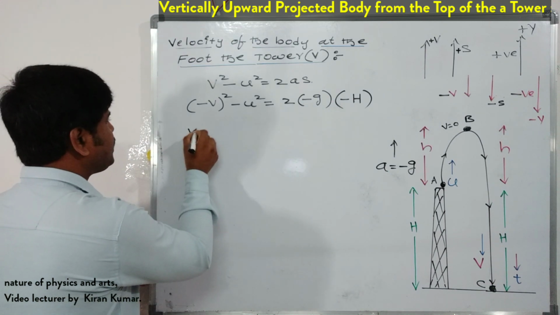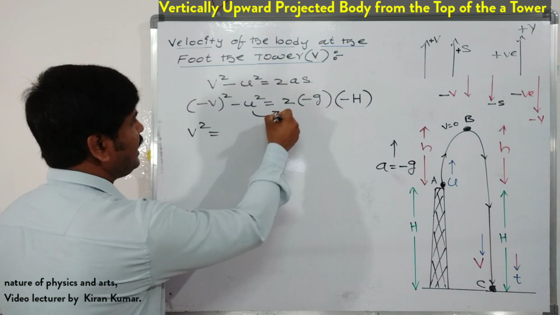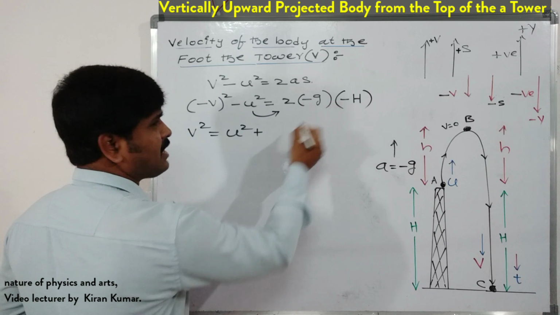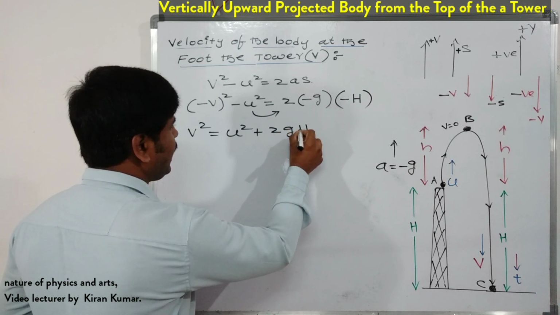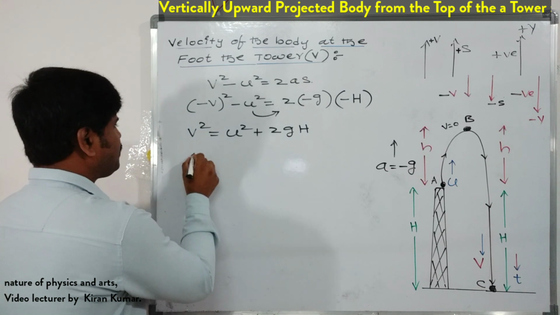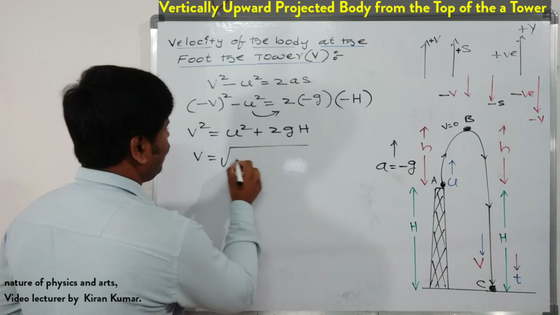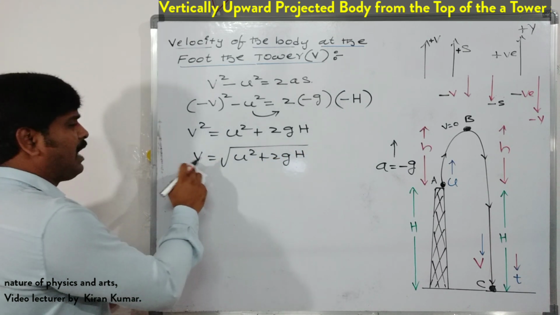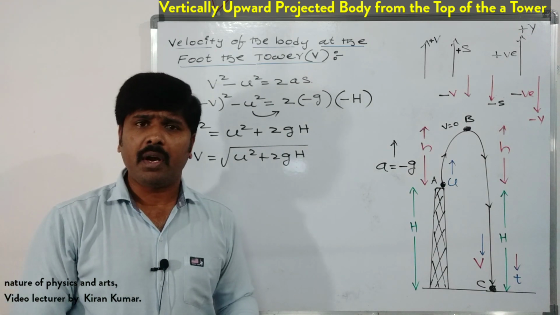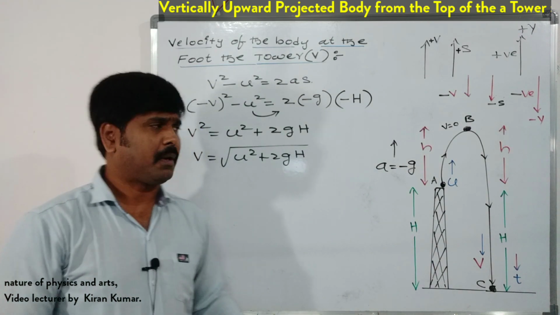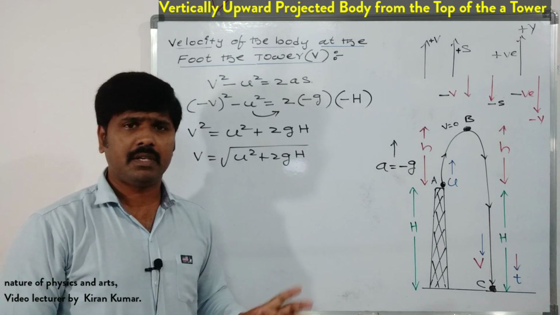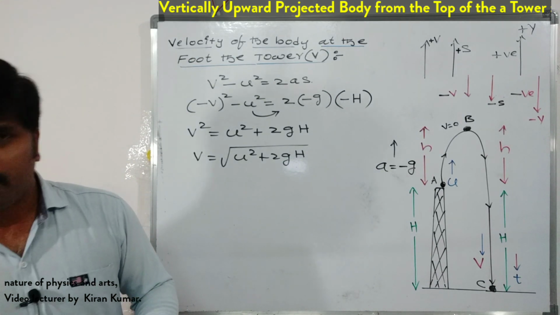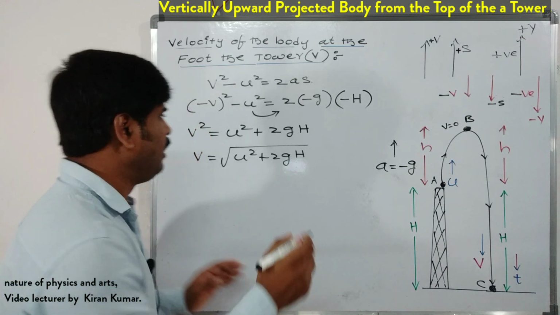Then the equation is v square, moving from LHS to RHS it becomes positive, equal to u square plus, minus of minus is plus, 2gh. See now, for this, v is equal to root over u square plus 2gh, which is the final velocity of the body at the foot of the tower. So v is the final velocity. We got the equation. Okay, in continuation, next we have to discuss the time taken by the body.